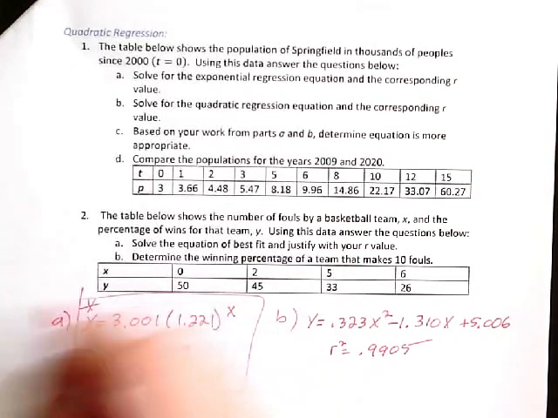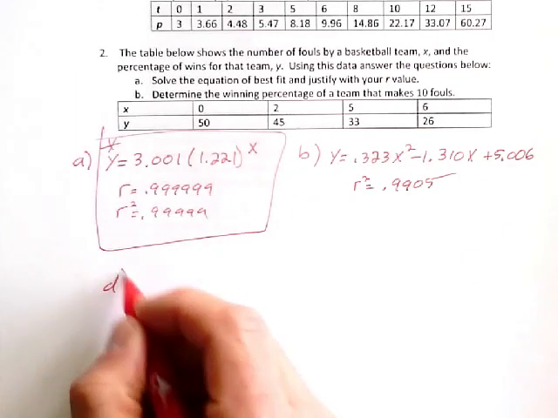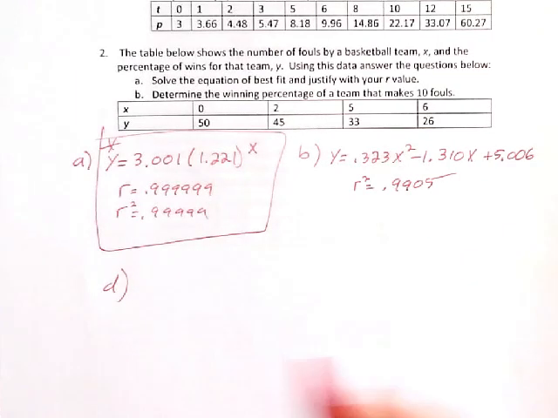Between the two of these, the exponential should have been your winner because those R values, I don't know how much closer you can get to being 1 without actually being 1. All right, so that's your answer to part C. The exponential is more appropriate because it has the better R values.